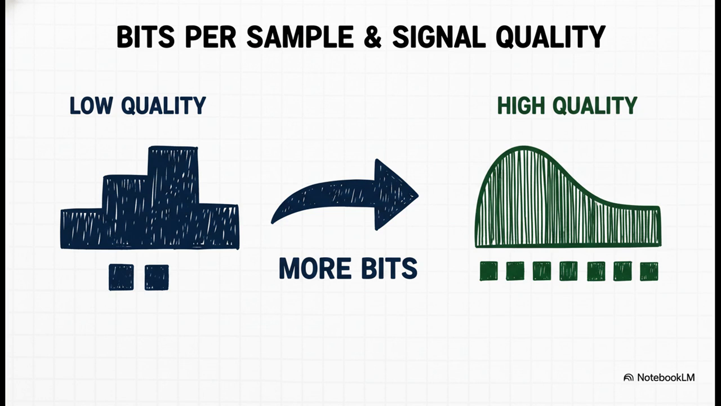If you want higher quality sound, you need more levels in your quantizer for a more accurate measurement. And to get more levels, you have to use more binary bits for every single sample. It's a straight line. More bits means better quality.